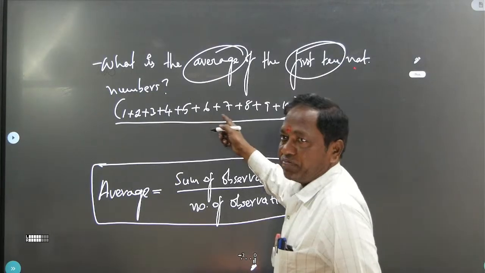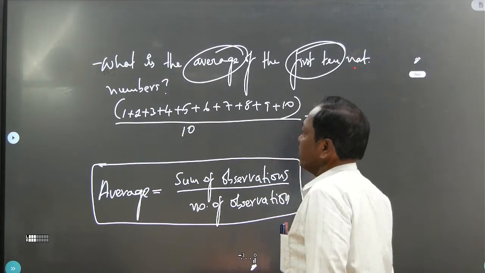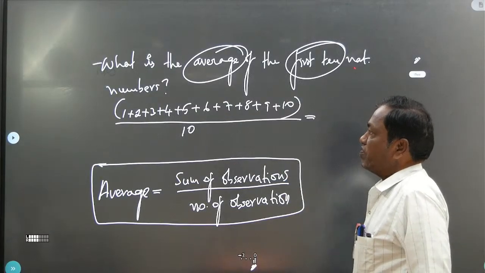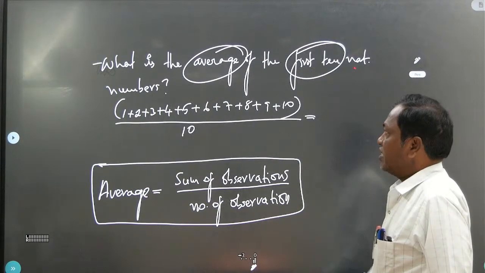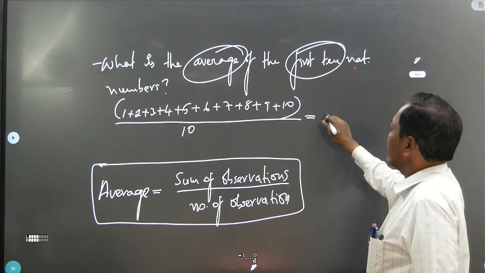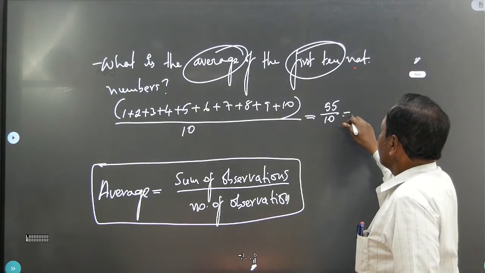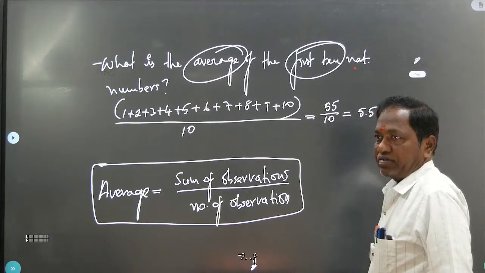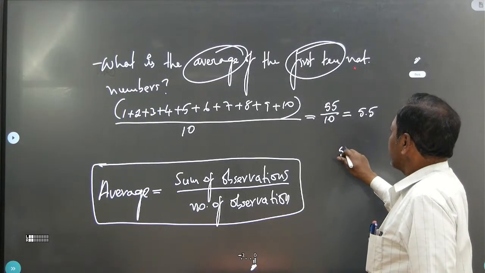Now we have written the sum of the observations. Number of observations is 10. Now what will happen? 1 plus 2 is 3, plus 3 is 6, plus 4 is 10, plus 5 is 15, plus 6 is 21, plus 7 is 28, plus 8 is 36, plus 9 is 45, plus 10 is 55. 55 by 10. There is a 0 there, so you can convert it into 1 decimal.